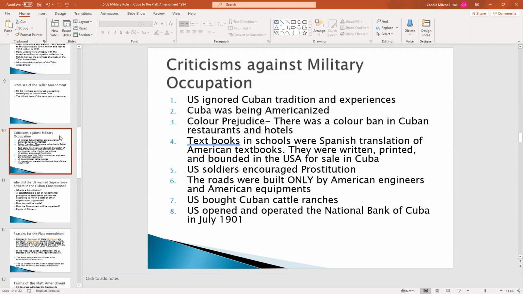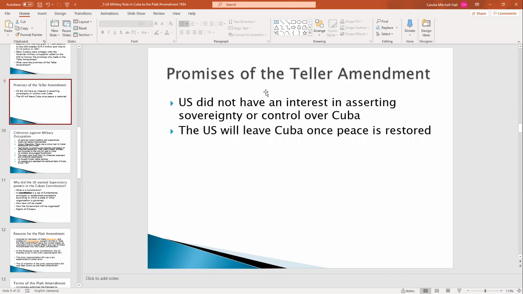All the cattle industries that were there in Cuba, the Americans owned them. The Bank of Cuba was now controlled by the Americans. So everything now in Cuba is Americanized. Everything in Cuba is being controlled by the Americans. And the Cubans are saying, listen, you said to us in the Teller Amendment that once we have peace, once Spain leaves, then you are going to leave. But for 4 years, you are still here.